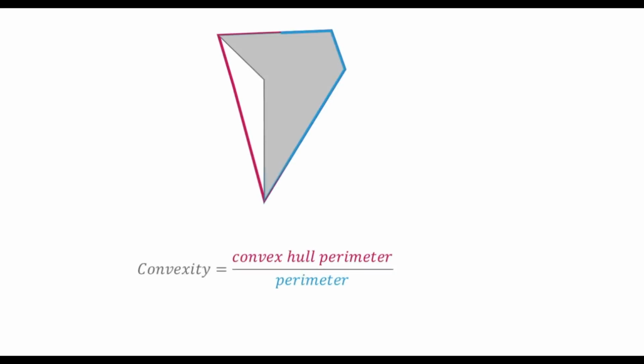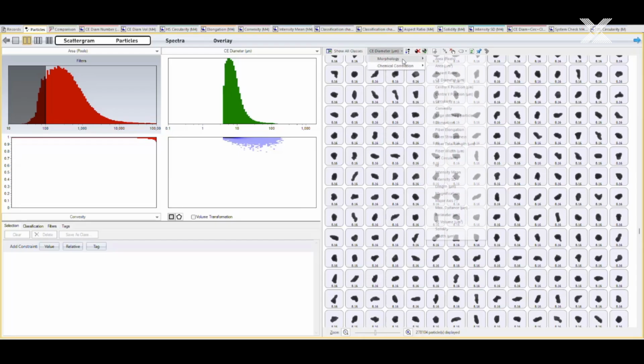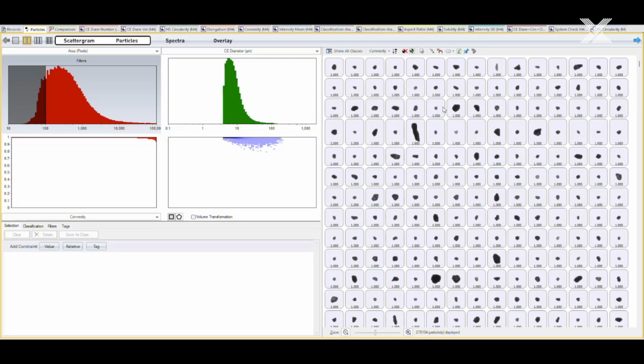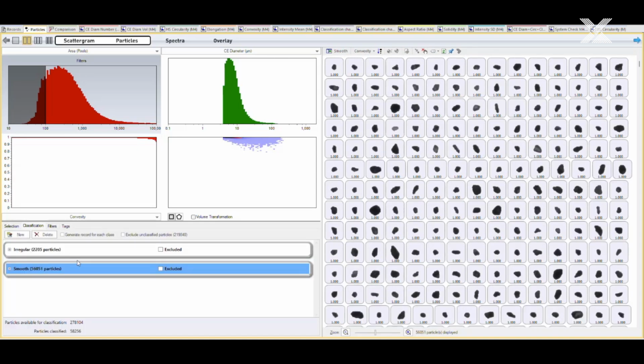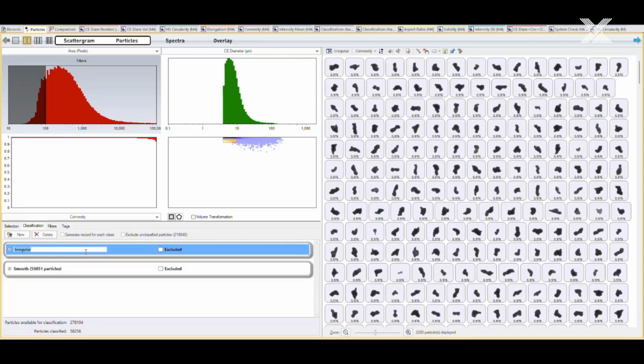Convexity is a way to measure the roughness of a particle surface. The best way to visualize how you calculate convexity is to imagine putting a rubber band around the particle and divide the perimeter of that rubber band by the perimeter of the particle. If your particle has a smooth surface, that rubber band will fit nice and snugly around the particle, and the value of the convexity will be close to 1. The rougher the surface, the longer the perimeter of the particle, and therefore the lower the value of convexity.